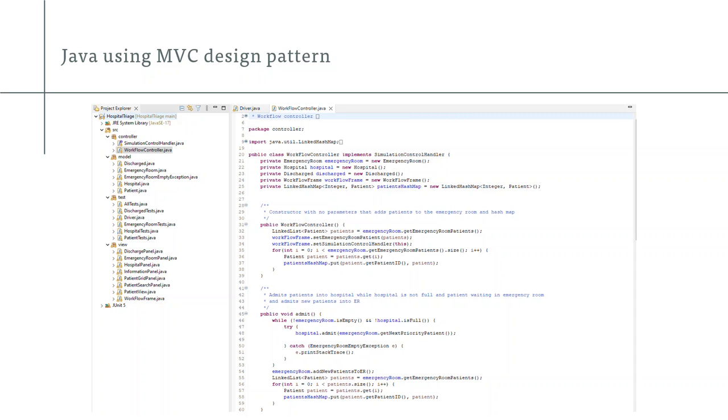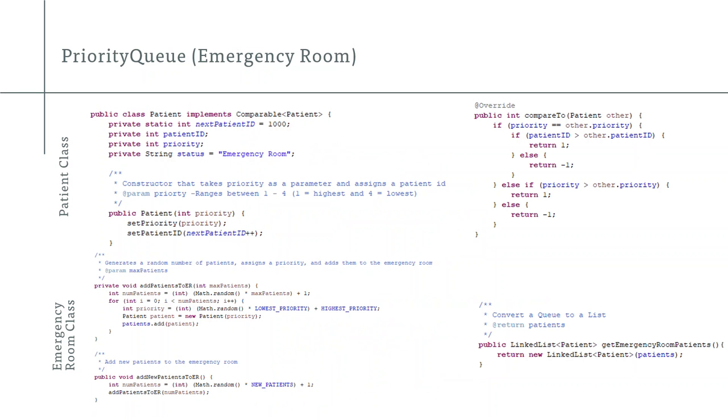Just wanted to point out here, I'm using the MVC design pattern. I created packages to contain models, controllers, views, and tests. When a patient is created, I use the next patient ID property to make sure that patients' IDs are incremented by 1 each time a new patient is created.